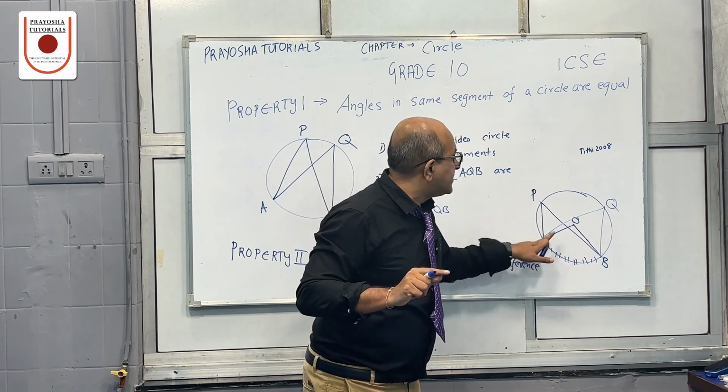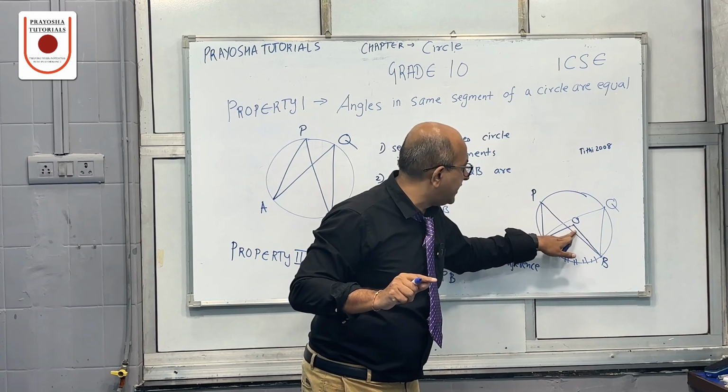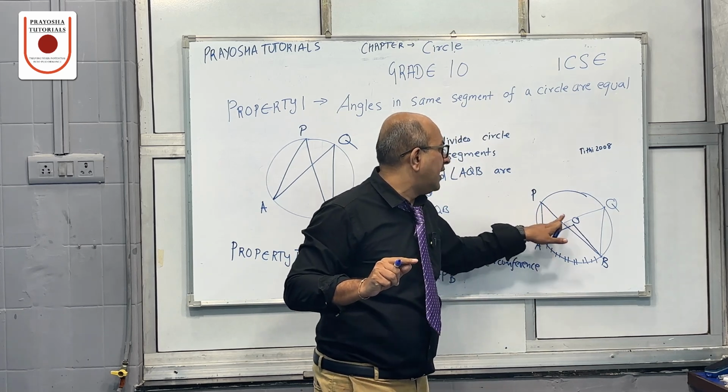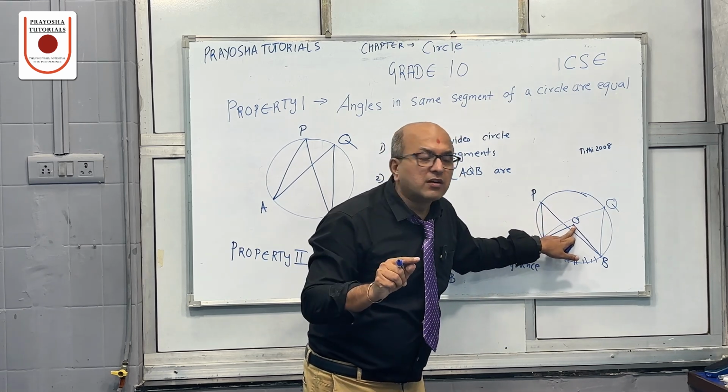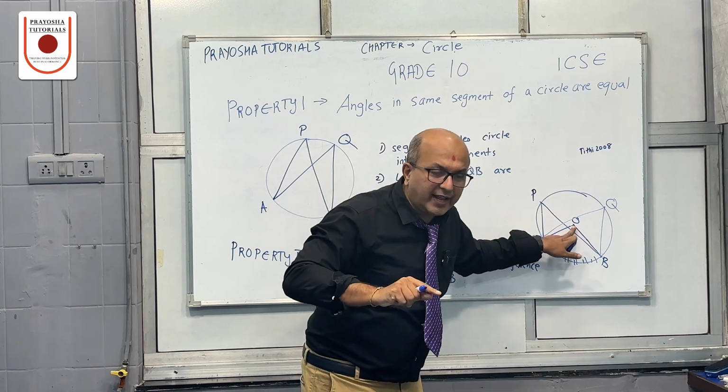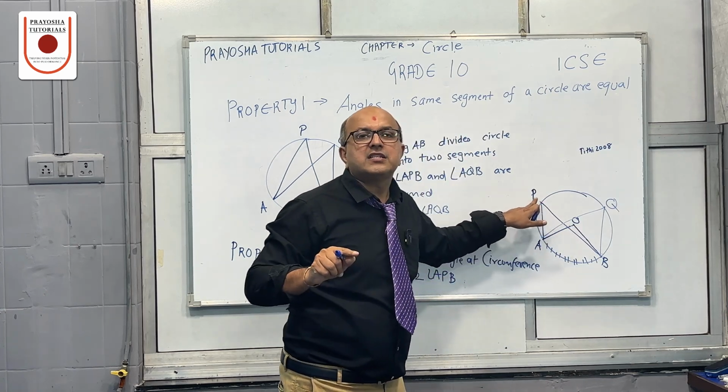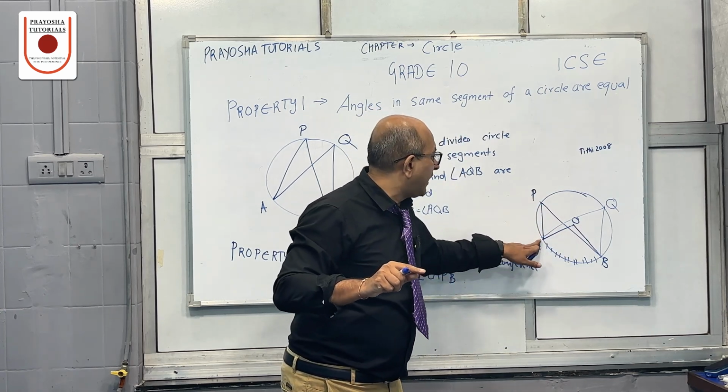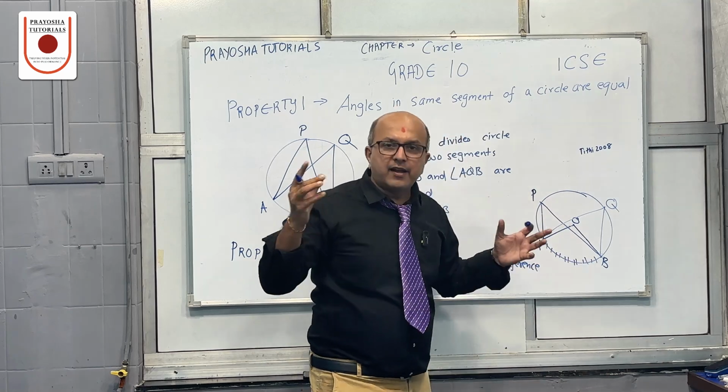One more time, central angle is twice angle at circumference. O is the center of the circle, so it is called central angle. P is at the circumference, so angle APB is called angle at circumference.